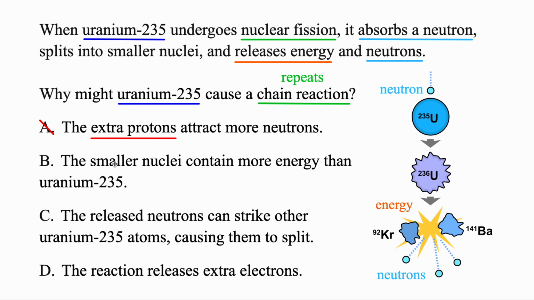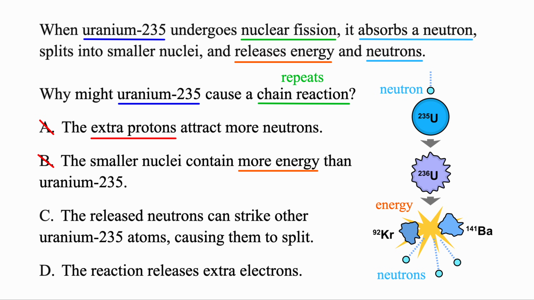The next one, the smaller nuclei contain more energy than uranium-235. Do we have more energy here? Well, we know that there was energy that was released right here, but we don't know that there's more energy in this case, just that the energy was released. So again, we're not quite sure about that either. Let's get rid of that.